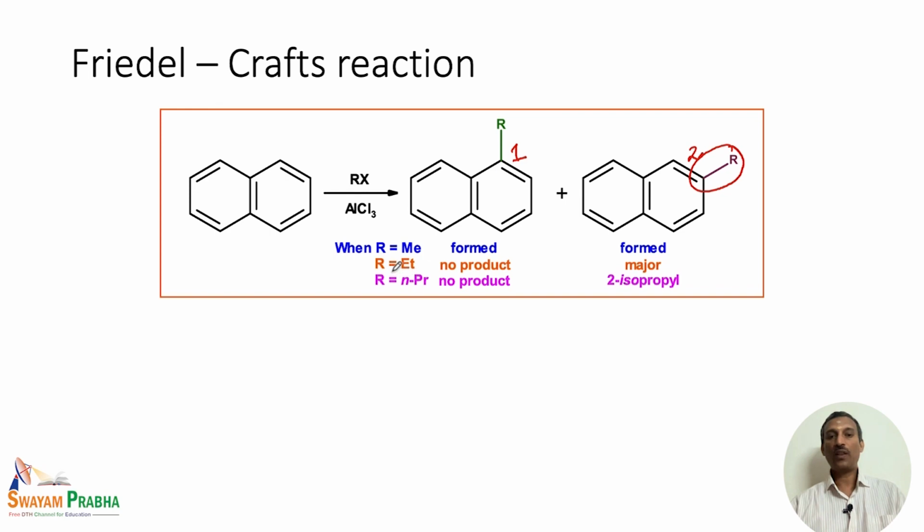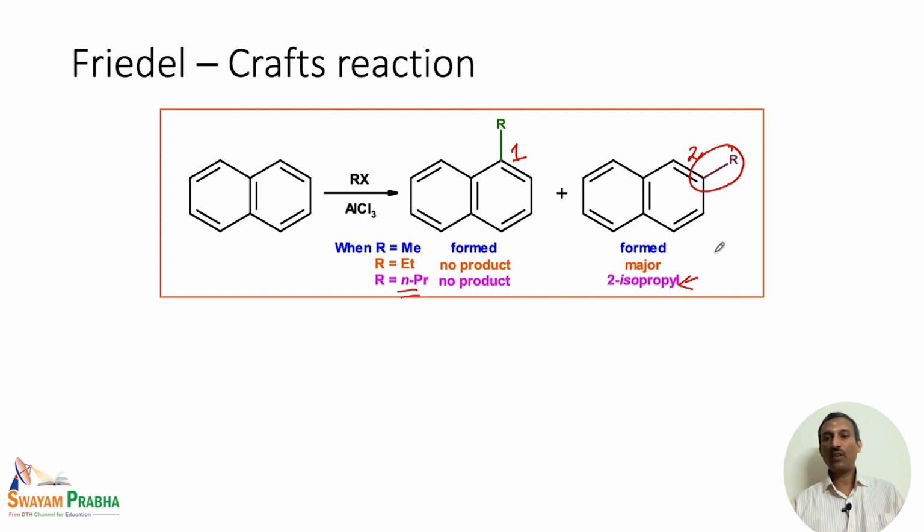And if R is an ethyl group, then there is no 1 substitution, we get the 2 substitution as the major product. So that's what we have seen earlier also. The Friedel-Crafts reaction generally leads to the 2 substitution product in the naphthalene system. And if it is an N-propyl group, there is no 1 substitution product, we only end up with the 2 substitution product. But if you look at the structure, we are starting with the N-propyl halide and the final product formed is actually an isopropyl derivative.